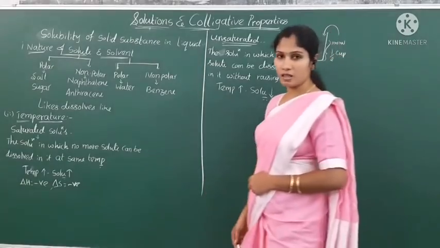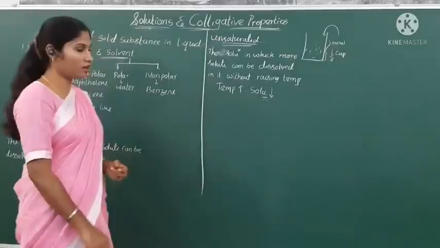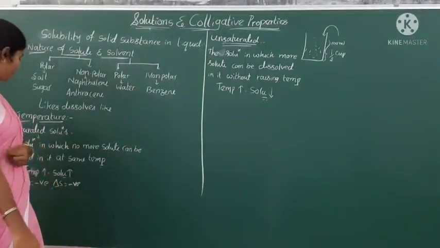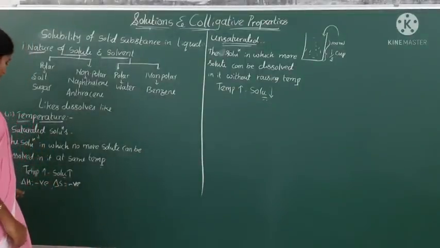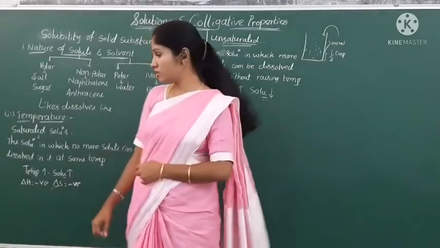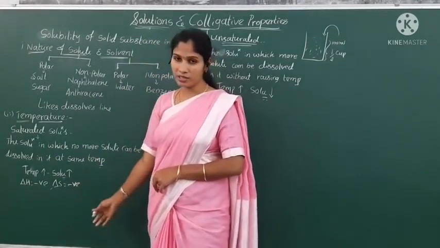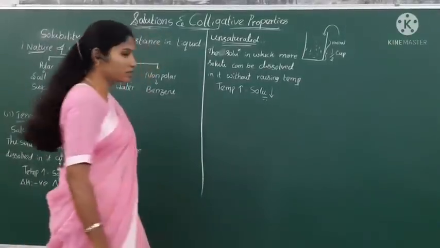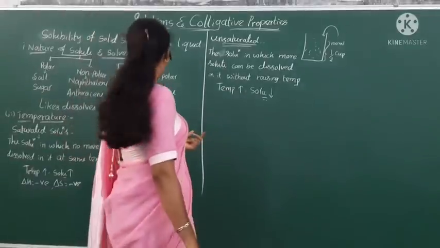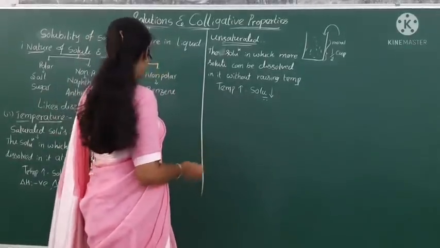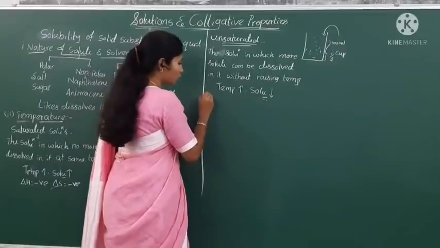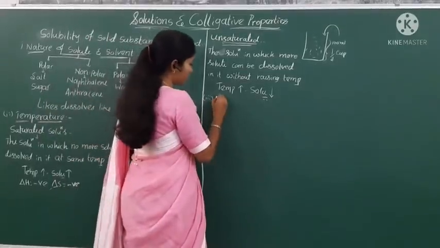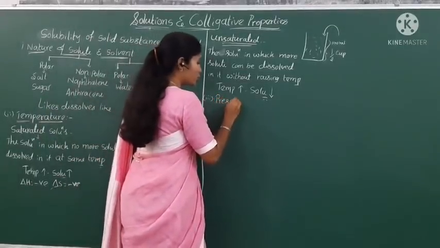Entropy is nothing but disorderness. We already studied these two factors in the first year thermodynamics chapter, so there is no need to explain further. For the saturated solutions, the delta H value is negative and the delta S value is also negative. Automatically the delta G value is also negative. Delta G is the change in Gibbs free energy. And the next factor is the pressure. That was about the temperature, how temperature affects the solubility of solid substances in liquids. And next one is the pressure.